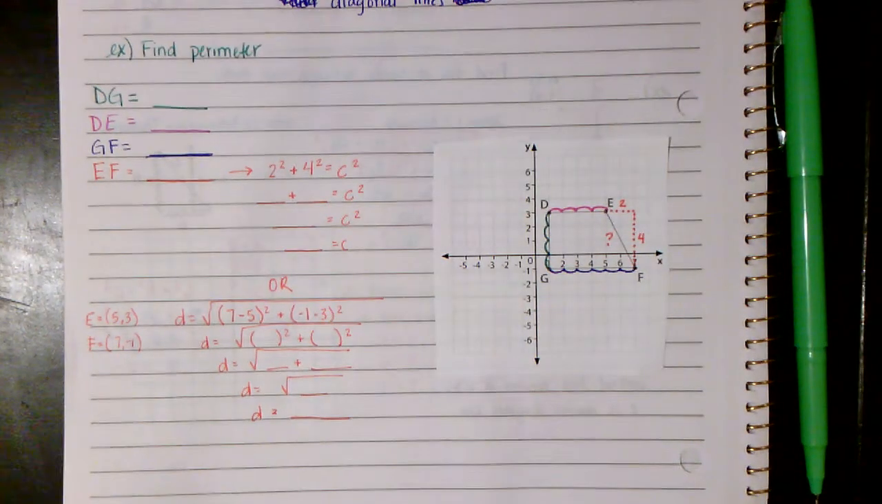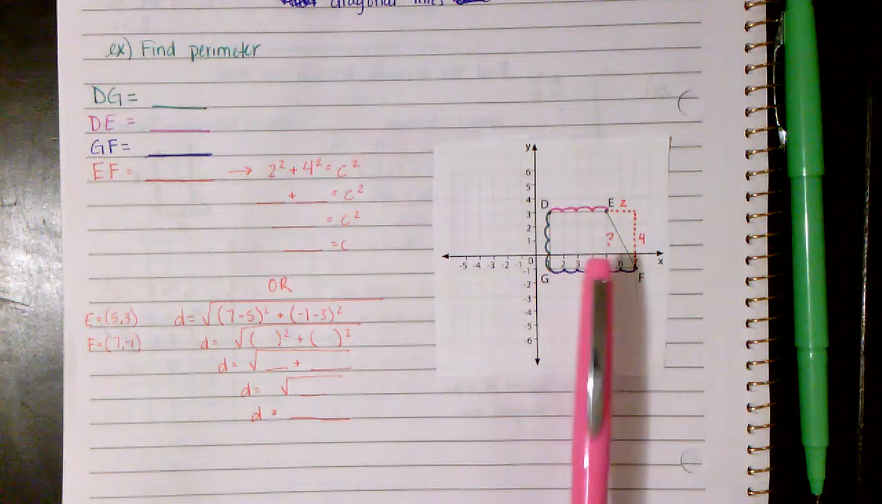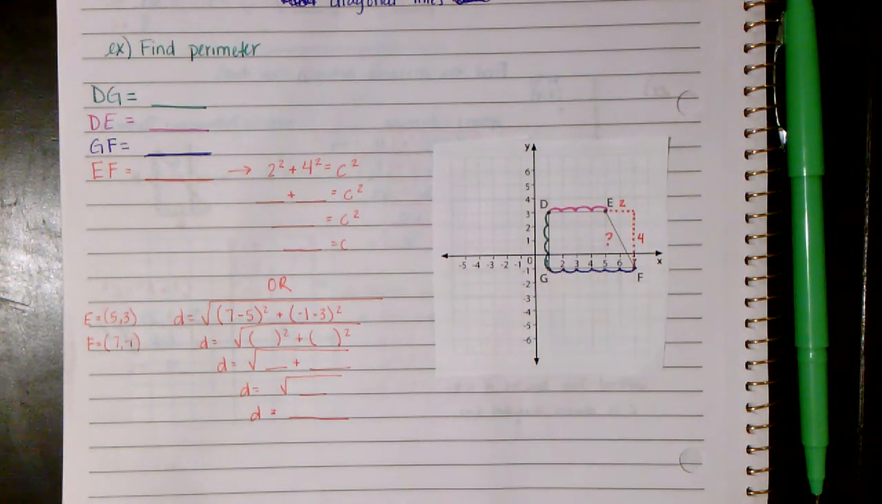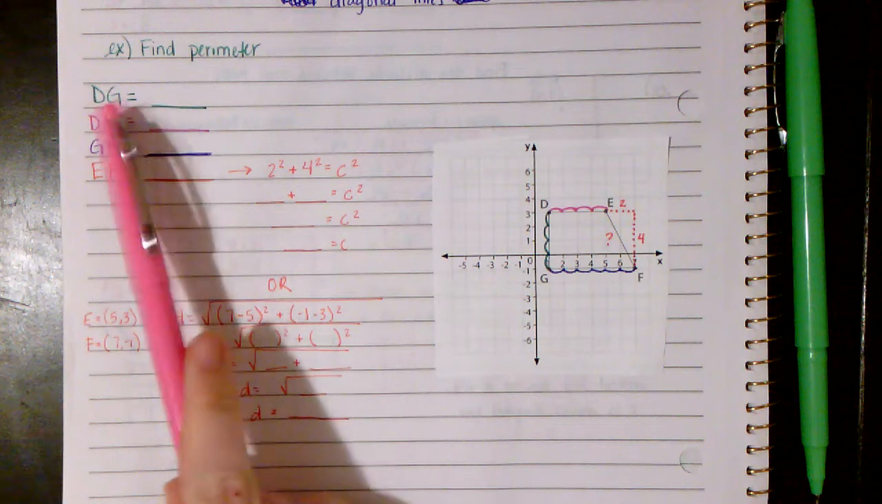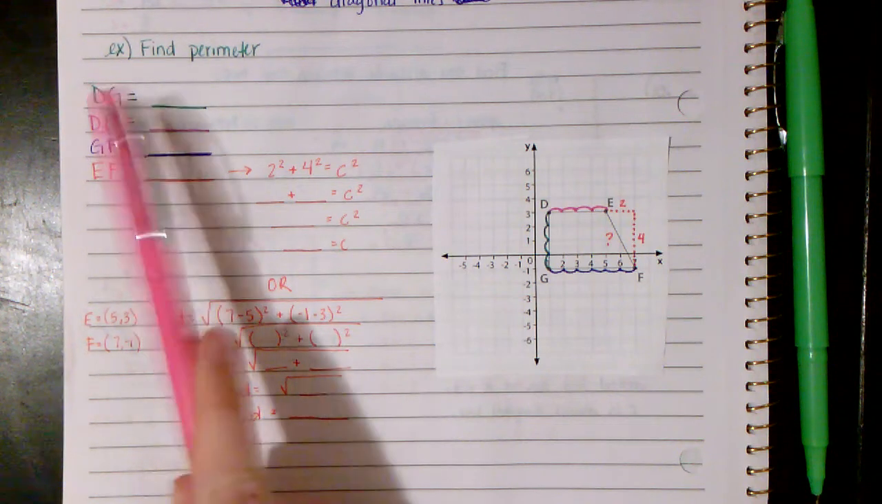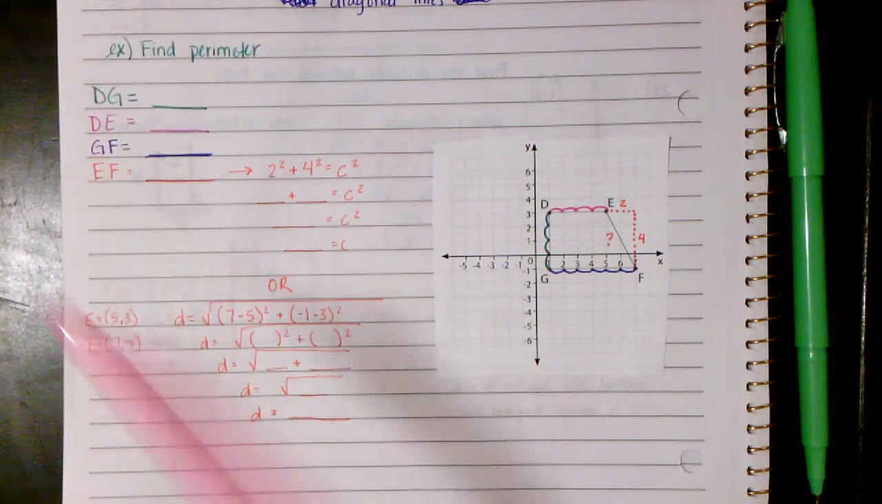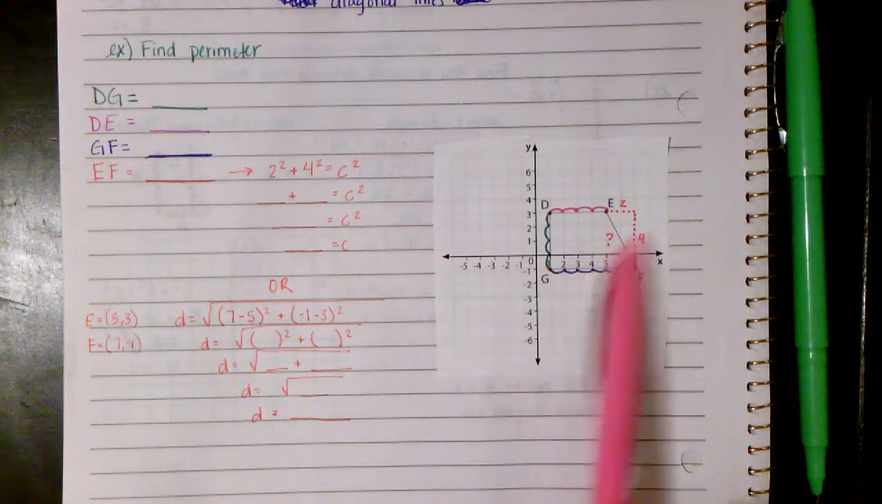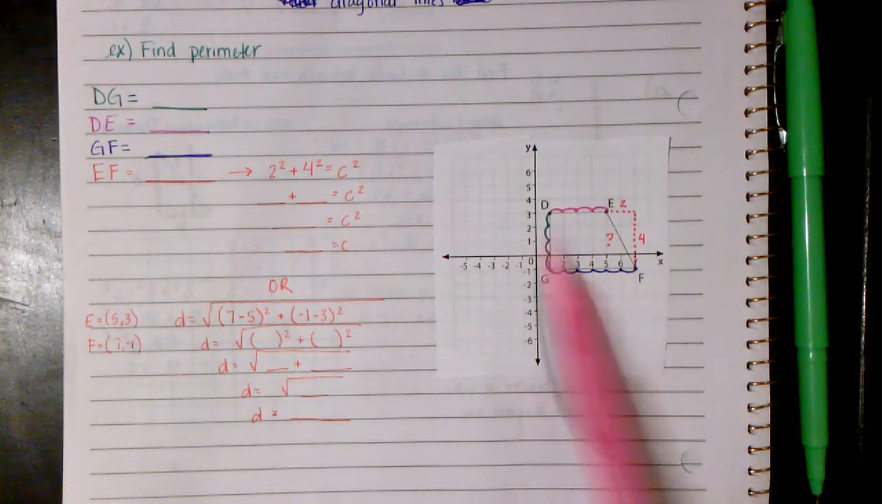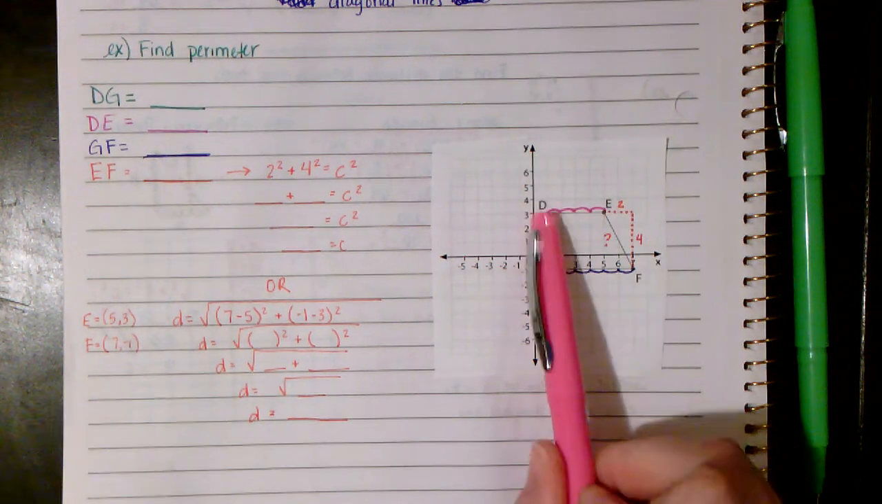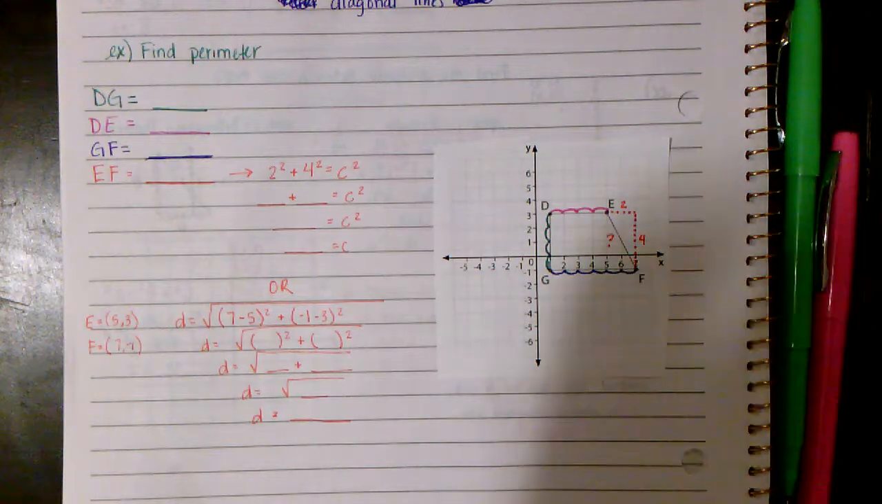We'll fill this in. I have asked you to find the perimeter of this shape given to us. Over here, I have listed each line segment. So if we look at this polygon and we're trying to find the perimeter, let's look at each line segment. And again, let me zoom in for you here.